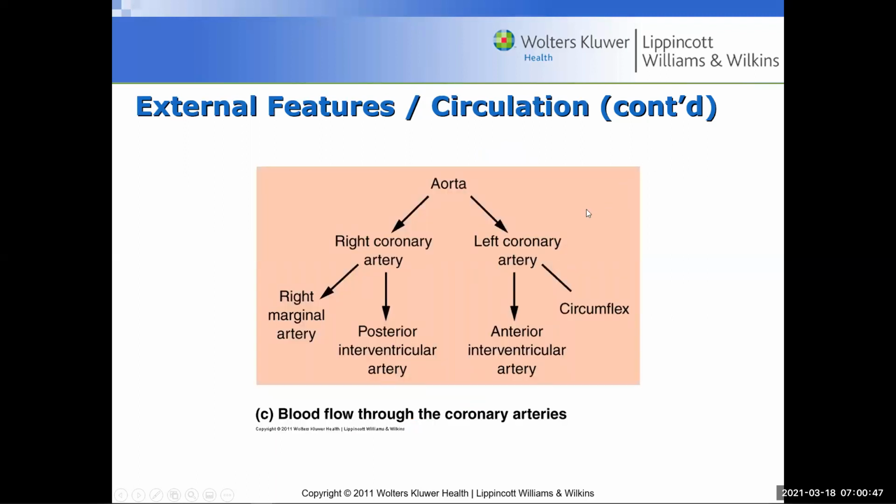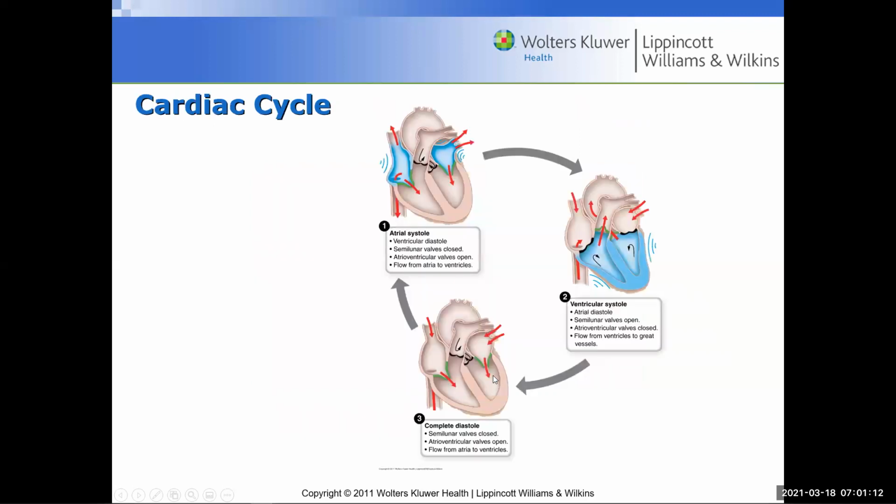This shows the breakdown from the aorta. From the aorta itself, both the right and the left coronary arteries are branches. The right coronary artery is further divided into the right marginal artery and the posterior interventricular artery, whereas the left coronary artery is divided into the circumflex and the anterior interventricular arteries.